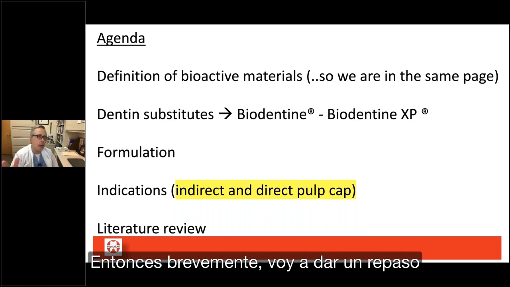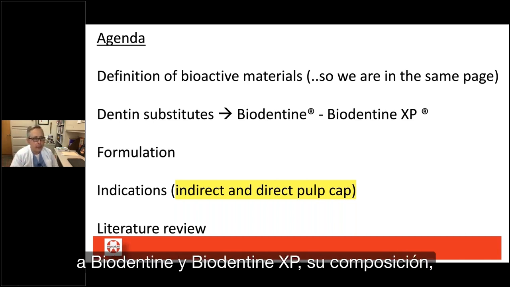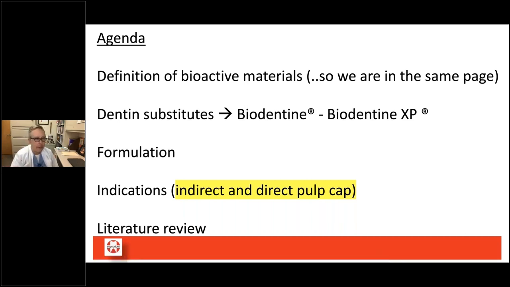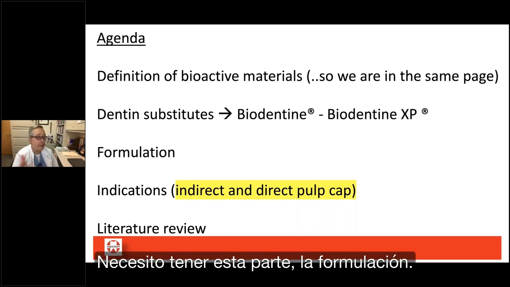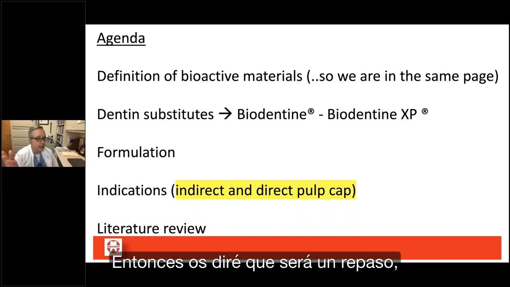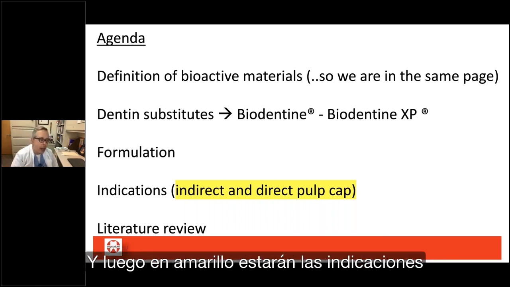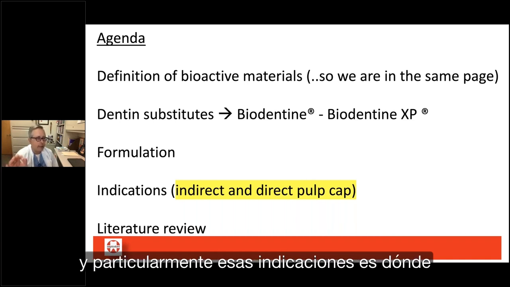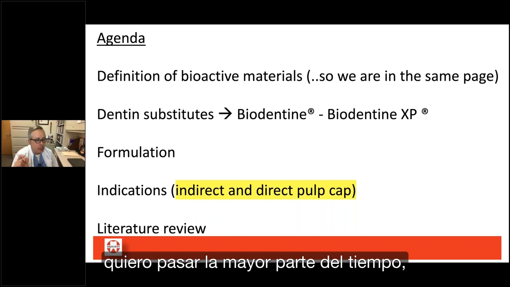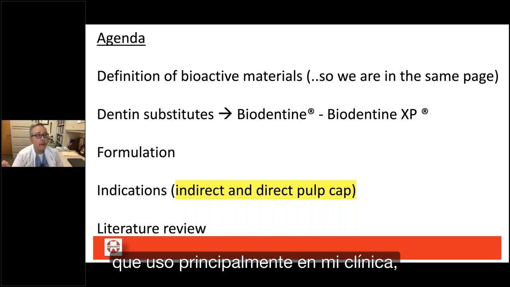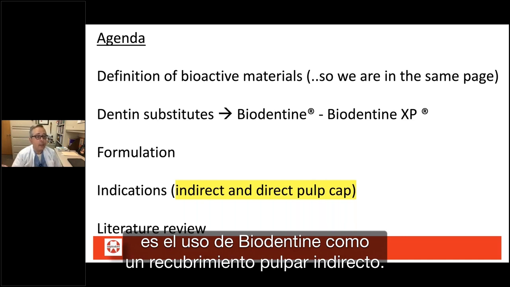Then briefly, I will go over Biodentine and Biodentine XP, the composition, and the main difference between Biodentine and Biodentine XP, the formulation. I will refresh that, because you may know the formulation of Biodentine, and then, highlighted in yellow, the indications. One indication in particular is where I want to spend the majority of the time, because it is the indication that I use most in my office: Biodentine as an indirect pulp cap.